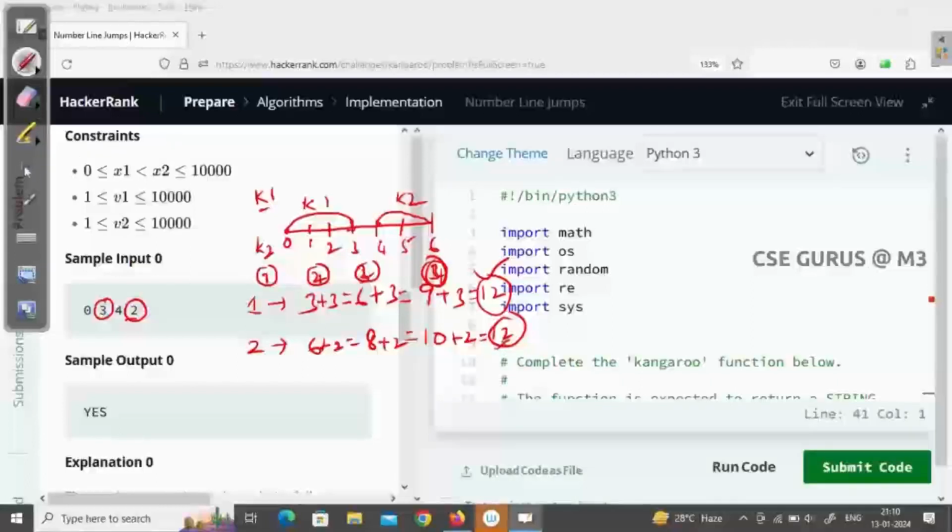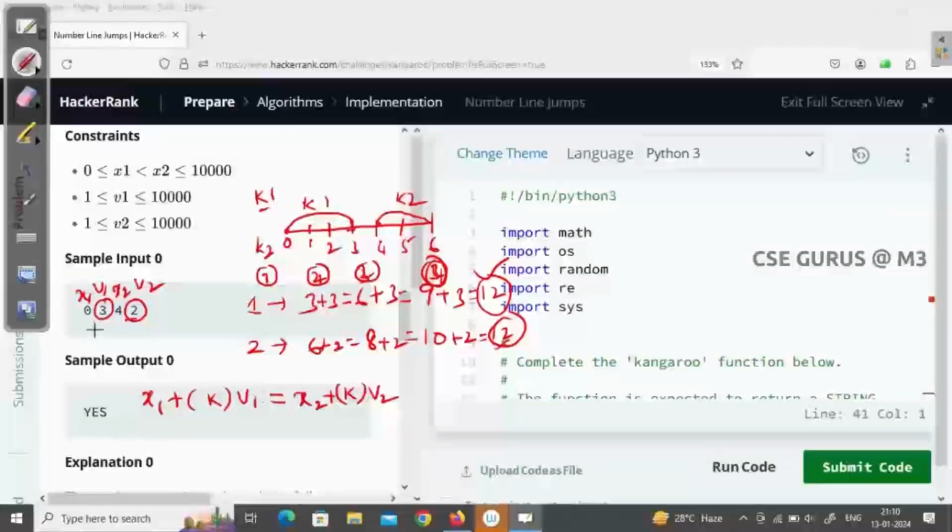Now how to get the answer for this? What is the logic that we have to use? Consider these as x1, v1, x2 and v2. Before starting the answer, we'll try to have a formula here. The first kangaroo starts at x1, plus some number of jumps, k jumps, into v1, which equals x2 plus k into v2, which must be satisfied.